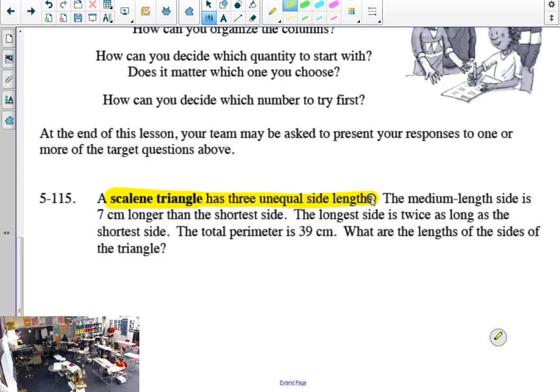So guys, the first thing you should be thinking about is what can you write down that the problem has told you?